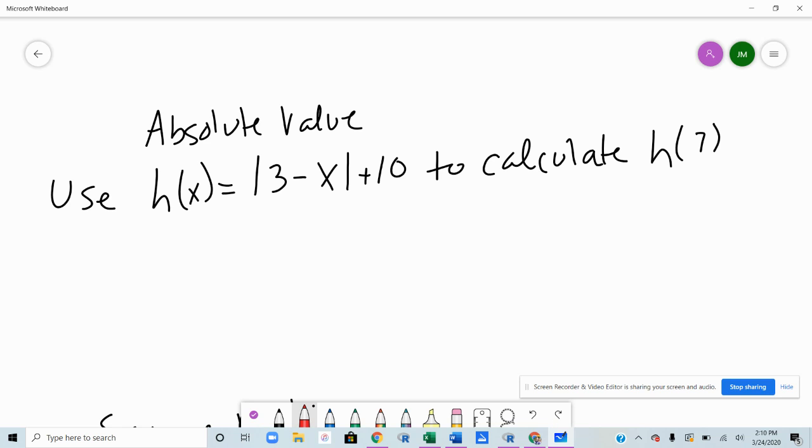Okay, so it's the same process to begin with, but we're going to talk about absolute values. Remember, absolute values are these absolute value lines, these absolute value bars. So this function says h of x is equal to the absolute value of 3 minus x plus 10. All right, so we're going to calculate h of 7 the exact same way. Everywhere we see an x, we're going to plug in our 7.